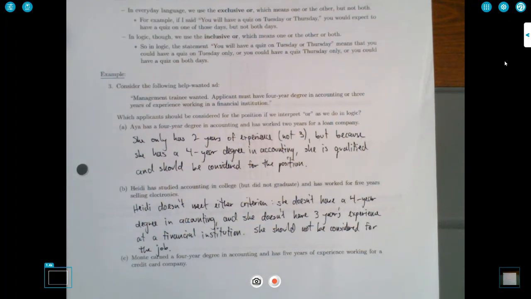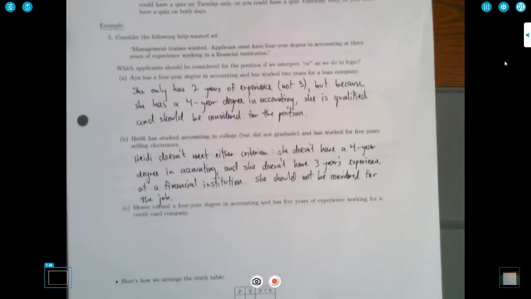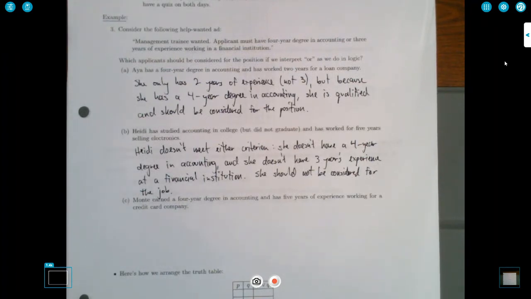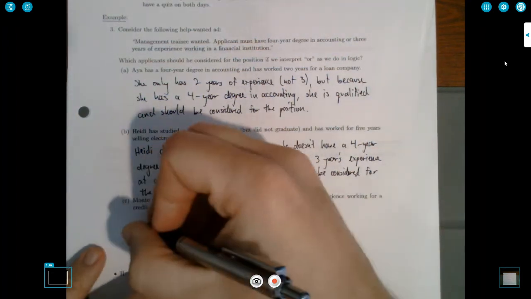Very good. Part C. Monty earned a 4-year degree in accounting, so he's qualified automatically, right? So Monty earned a 4-year degree in accounting and has 5 years of experience working for a credit card company. Well, so he meets both criteria, right? Monty meets both criteria.